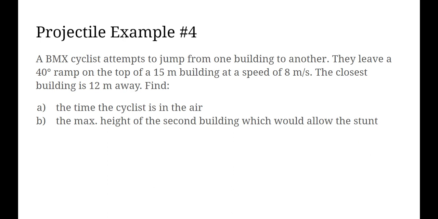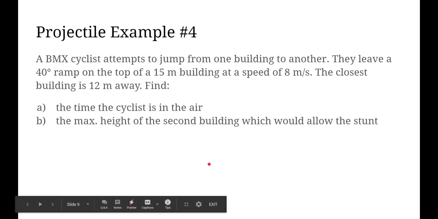For this second example, we have a BMX cyclist who attempts to jump from one building to another. They leave a 40-degree ramp on the top of a 15-meter building at a speed of 8 meters per second, and the closest building is 12 meters away. So we want to find how long the cyclist is in the air, and then what the maximum height of the second building could be, which would allow the BMX biker to still safely execute the stunt.